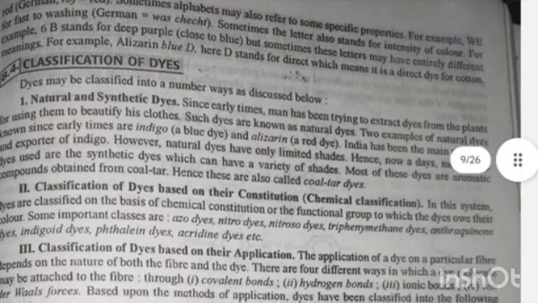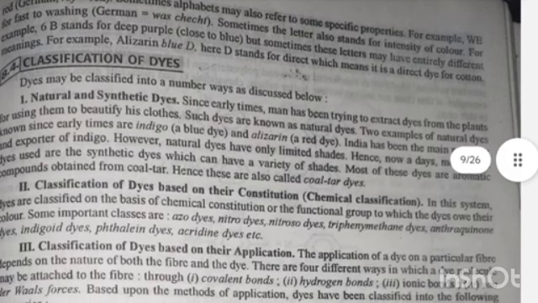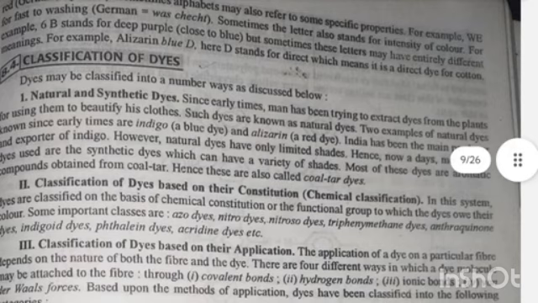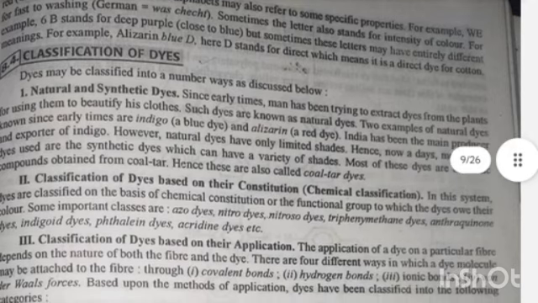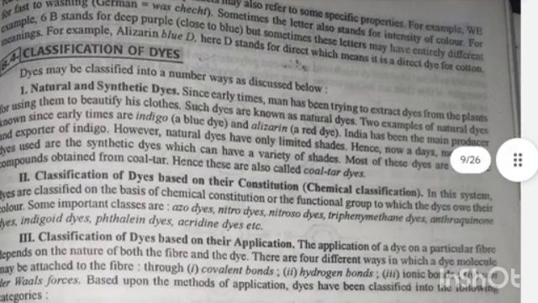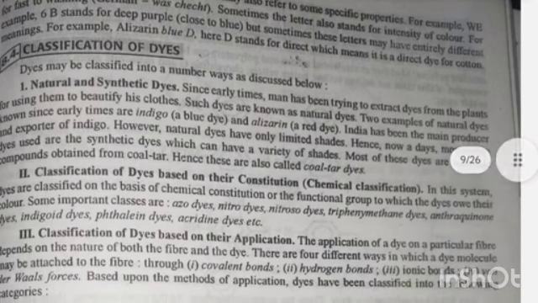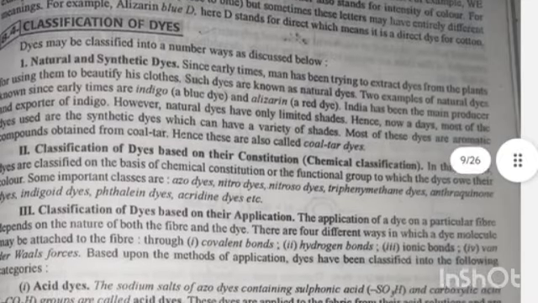Sometimes the letter also stands for the intensity of color. For example, 6B stands for a deep purple color, but sometimes these letters may have entirely different meanings. For example, alizarin blue D. Here D stands for direct, which means it is a direct dye for cotton.